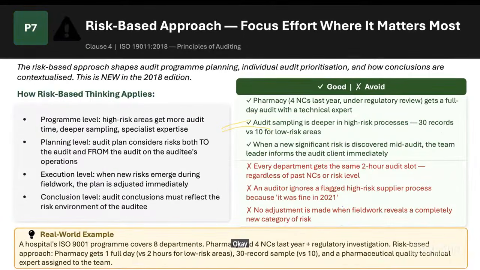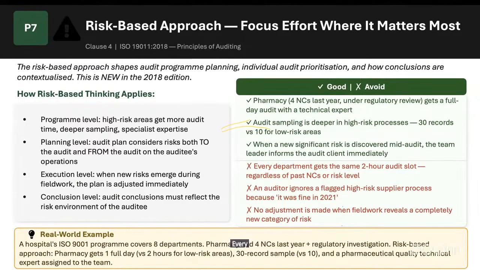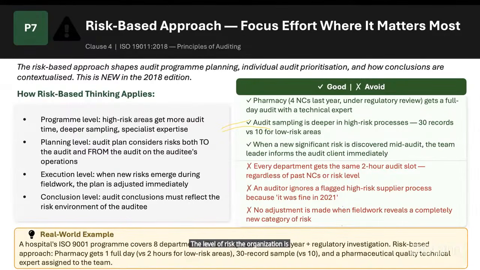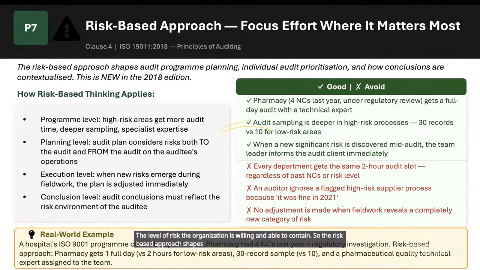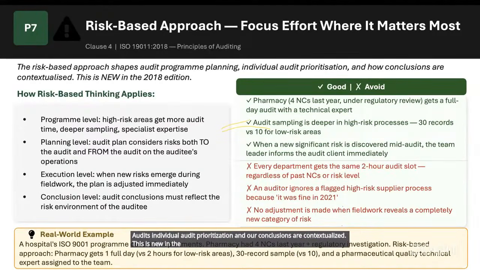Okay, so we move to the 7th principle, which is the risk-based approach. Focus effort where it matters most. Every organization has what we refer to as a risk appetite. That means the level of risk that the organization is willing and able to contain. So the risk-based approach shapes audit program planning, individual audit prioritization, and how conclusions are contextualized. This is new in the ISO 2018 version.